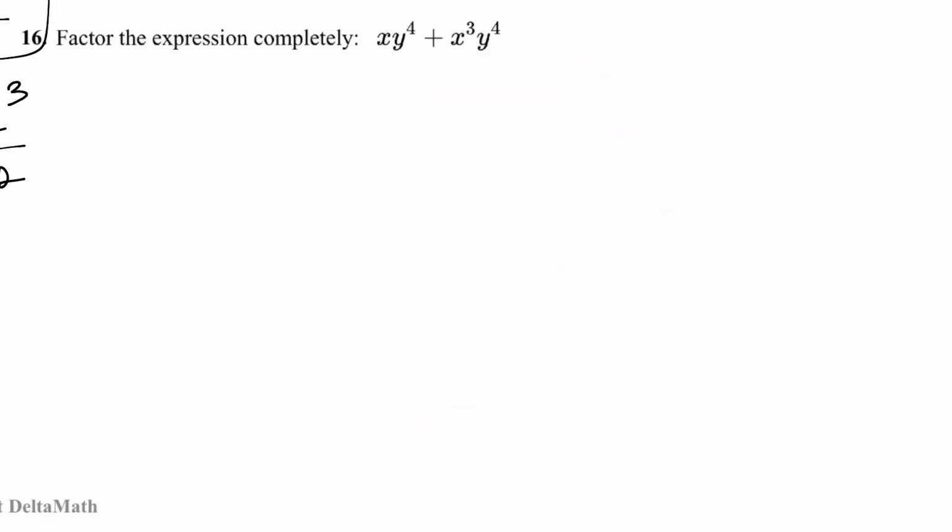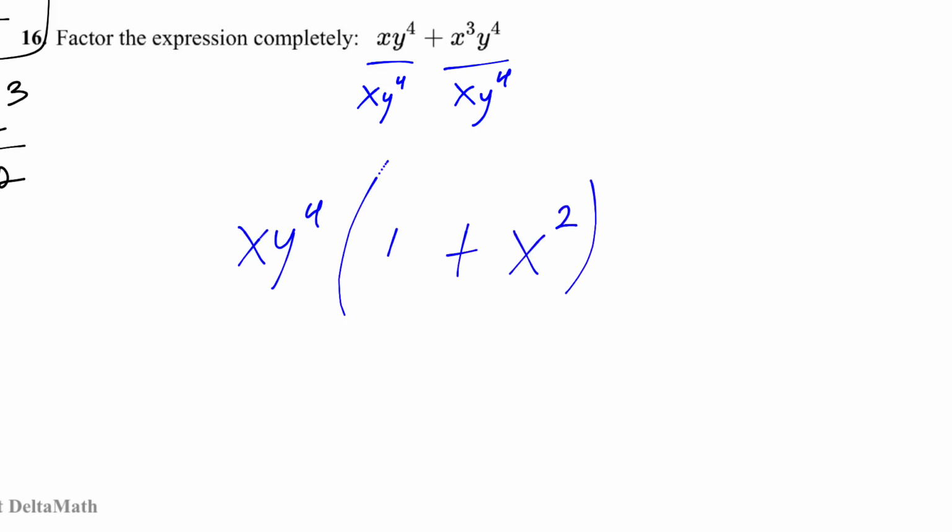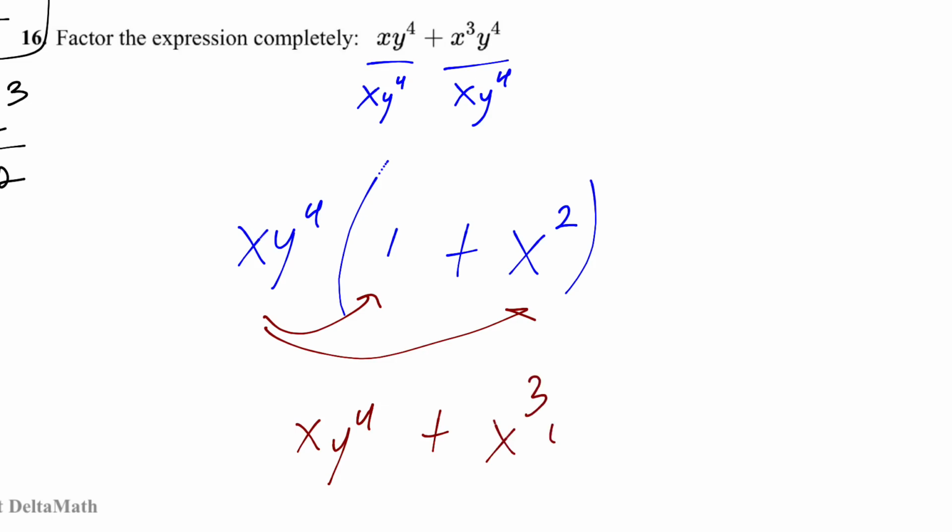The last one had x's and y's. So you divide by the smallest number for each. The smallest number of x's is 1. The smallest number of y's is 4. This goes in front of the parentheses, and we put a 1 here as a placeholder. Because if we were to distribute this, this becomes xy to the 4th, and this becomes x3y4. So this is our answer.